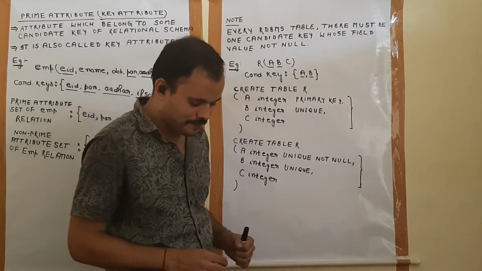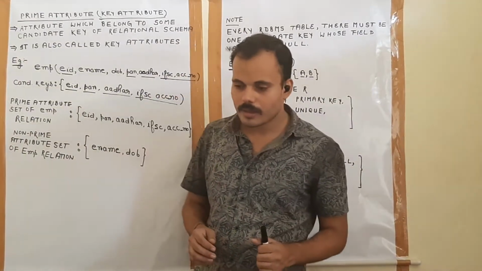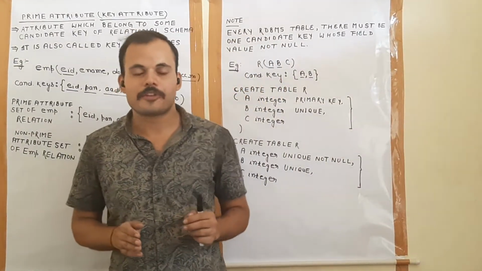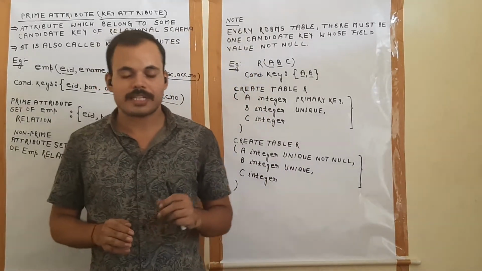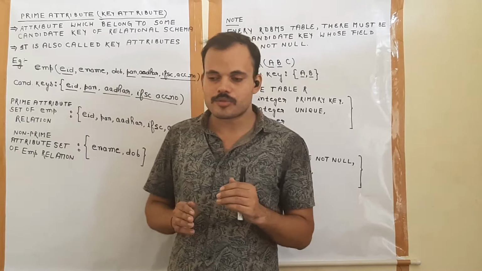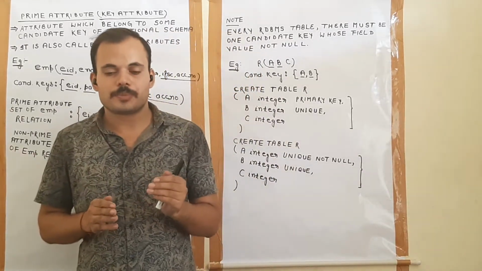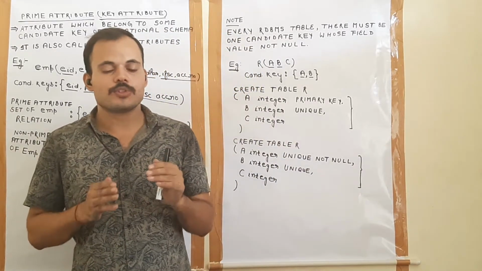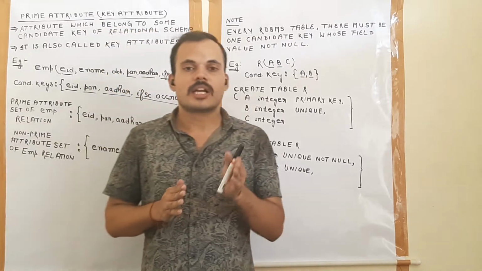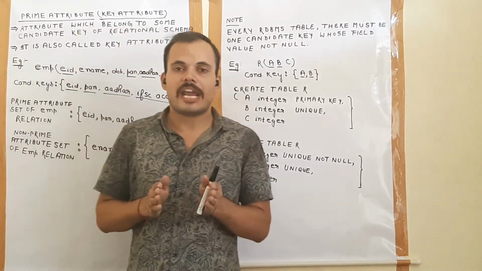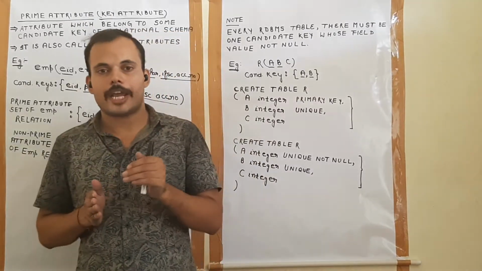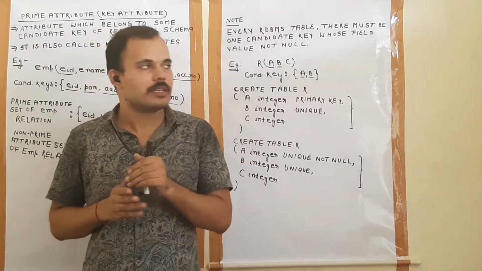See here. What is a prime attribute or key attribute? Understood? First we need to know what an attribute is. Attribute or field means the column name. The column name is known as an attribute or field.